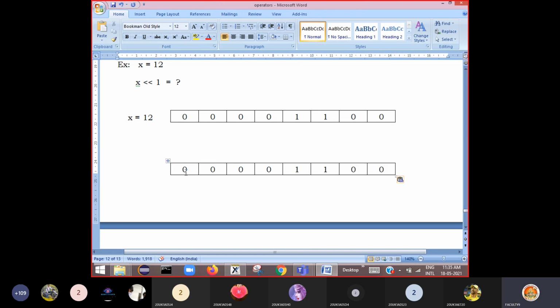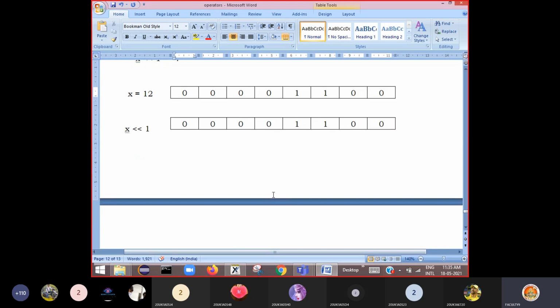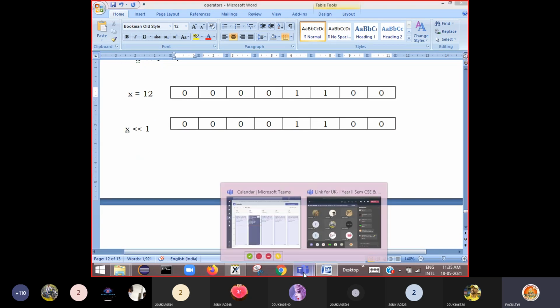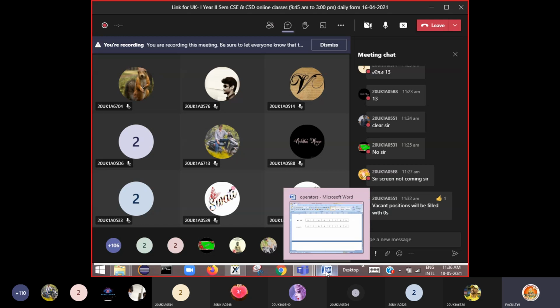now see here, if I say X left shift 1, what happens internally? Now I am showing what changes it will cause internally. Just try to observe the screen carefully here. Vacant positions will be filled with zeros. Now see how the vacant position will be created here.